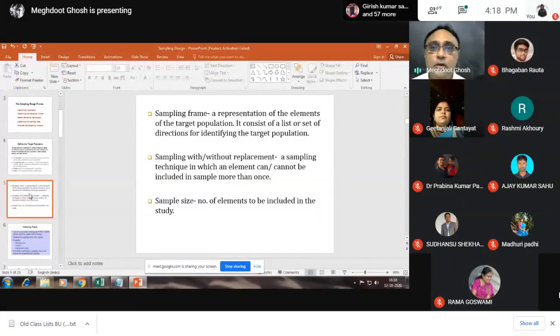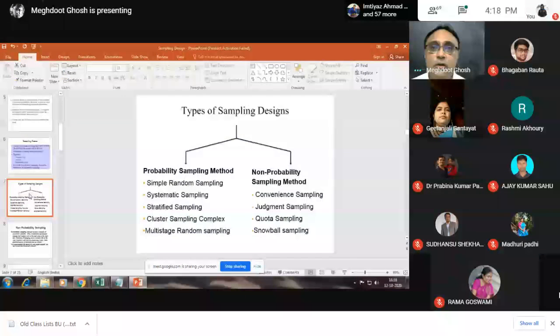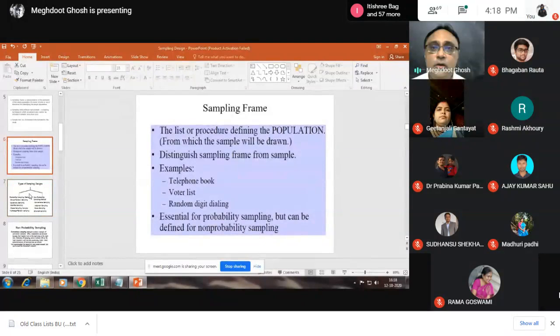Okay, but again, there should be a balance in the sample size. If it is too low, then it will be difficult. If it is too high, then also it will be difficult, because a lot of non-sampling error may creep into your system. Okay. Now let us come to, as I told you, these different sampling frames.